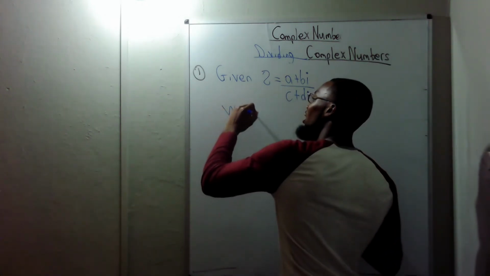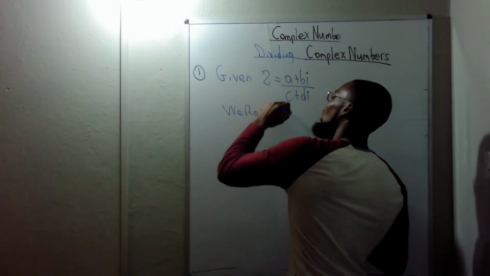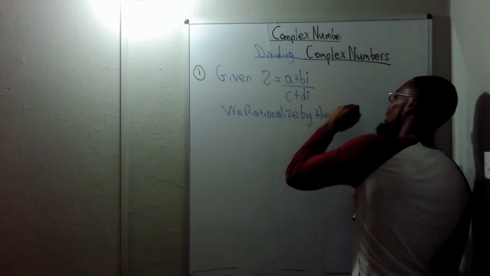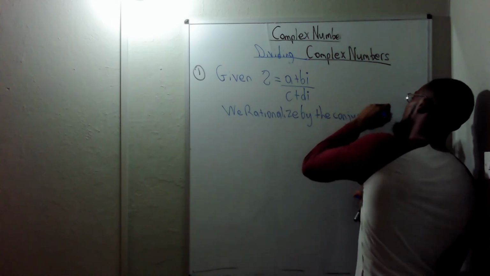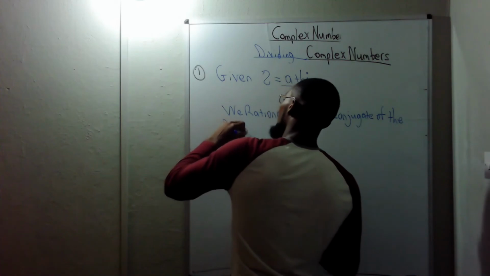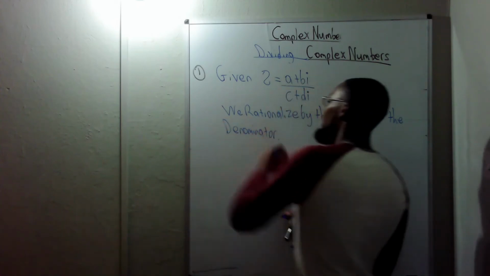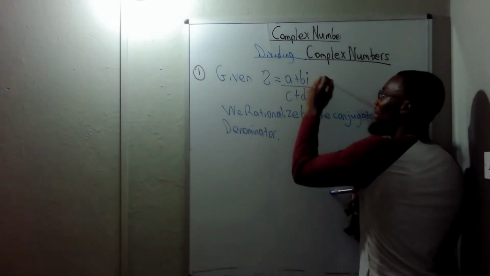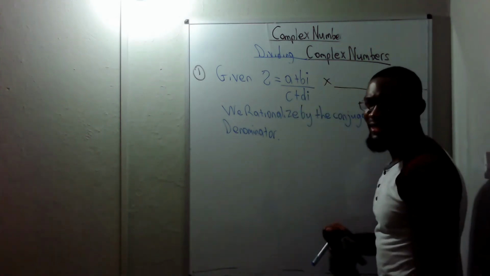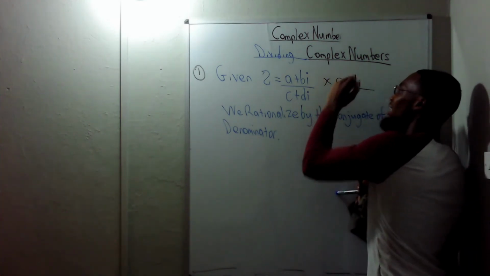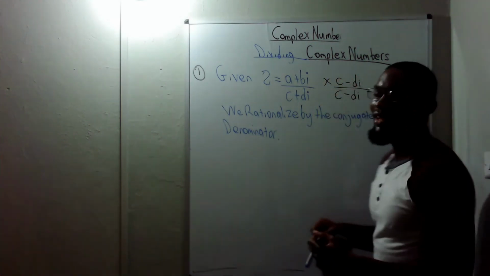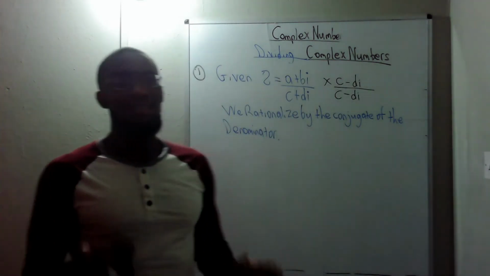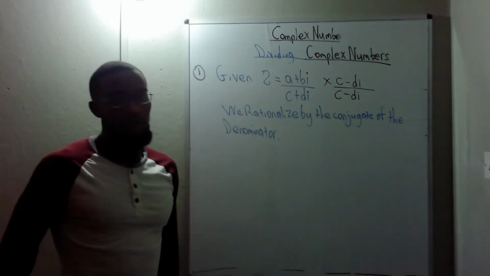is we rationalize by the conjugate of the denominator. So in this case, what we will do is multiply by, what's the conjugate of this denominator? C minus di. So all we do is multiply by the conjugate of the denominator and then simplify. That's all we do to simplify when we're dividing two complex numbers, alright?